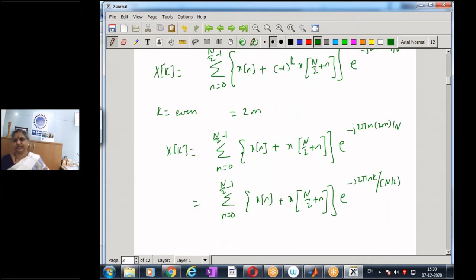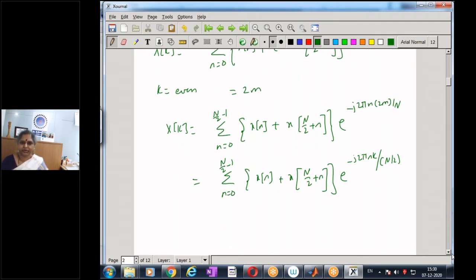So this 2 I can bring down, and we can recognize the expression of an N by 2 point DFT. Summation going 0 to N by 2 minus 1, and similarly e power minus j 2 pi n k by N by 2. So this we can recognize as an N by 2 point DFT of x of n plus x of N by 2 plus n.